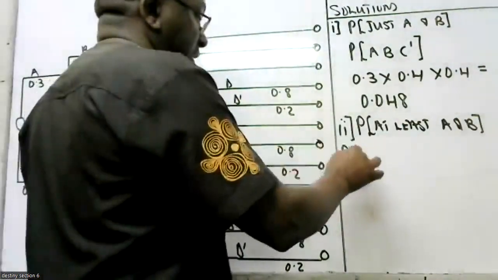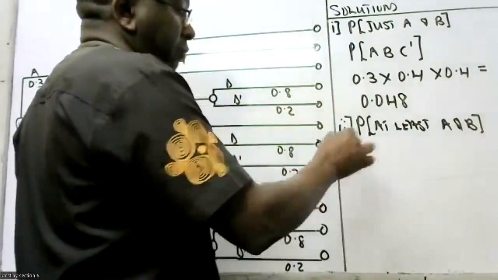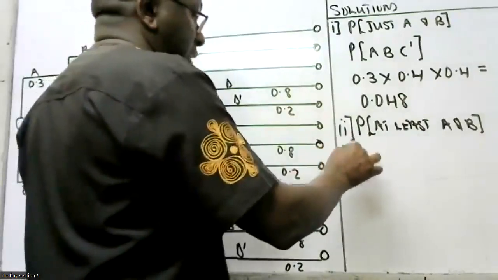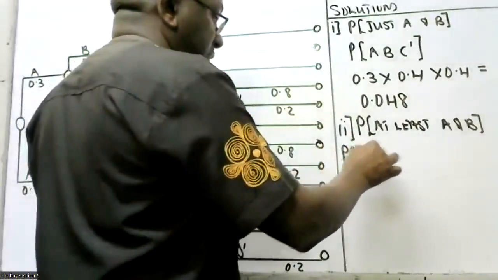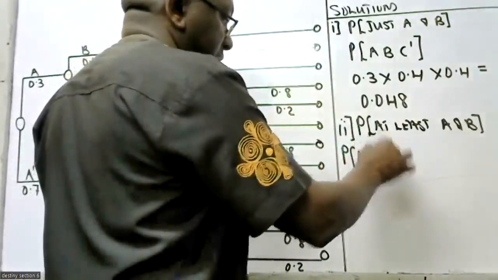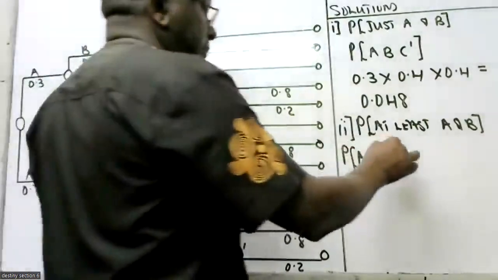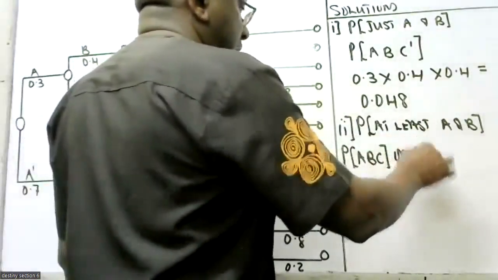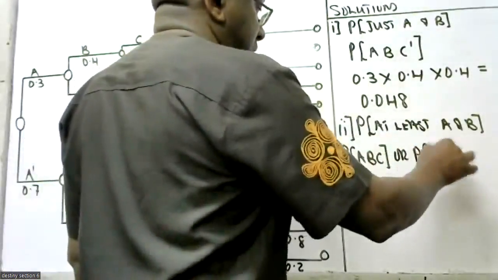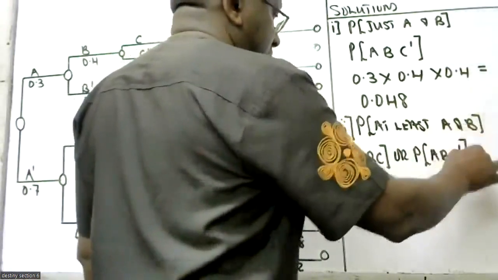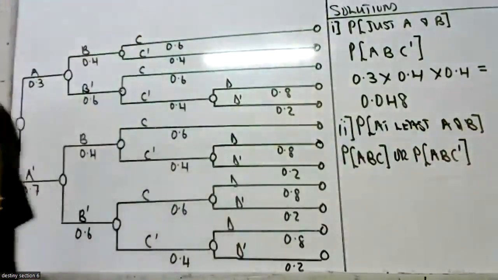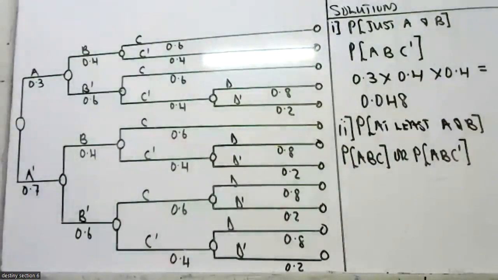So if we are getting A and B or more, it is where we have gotten A, we have gotten B, and we have also gotten C, as the first case. Or probability where we get A, we get B, but we have missed C. And that's all.